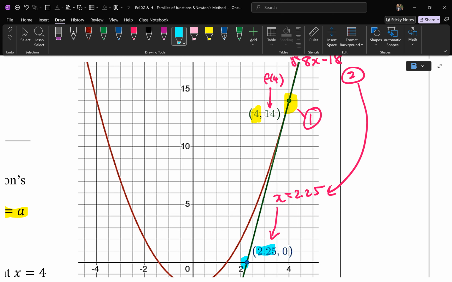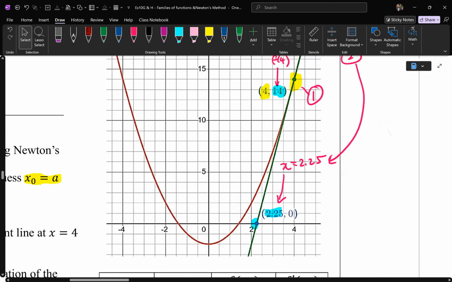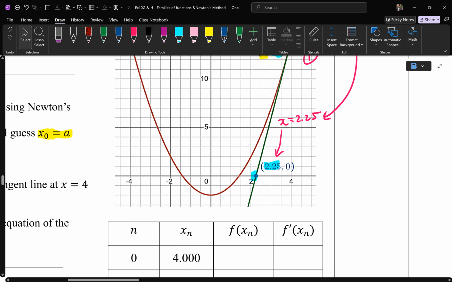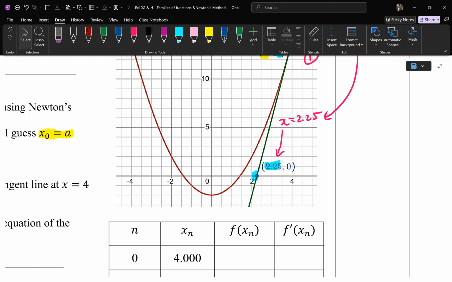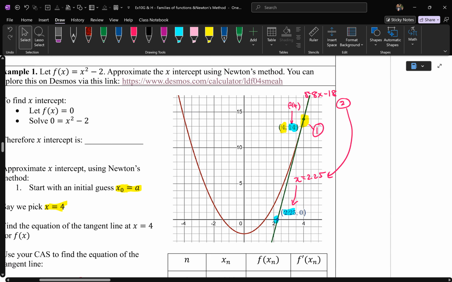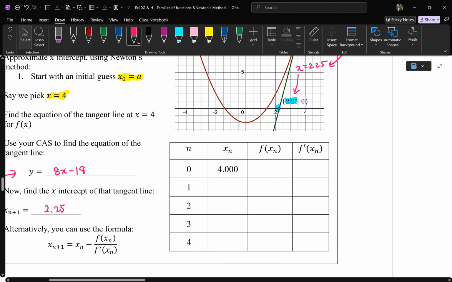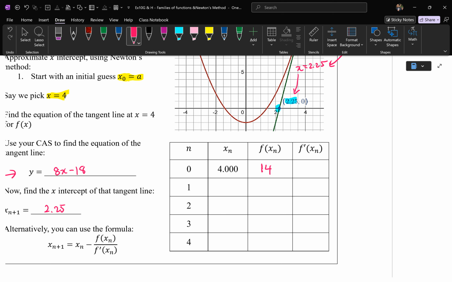You don't. This is why, when I asked you before, why do we find that y value? Because what do you expect as the y values, as the x-axis intercept of the tangent line gets closer and closer? What are you expecting the y values to end up being? Closer to 0. So you should get an approximation. It should be 0.000 something. Right now it's at 14. So when I first started, when it's 4, it's 14. My gradient at that point was 8.